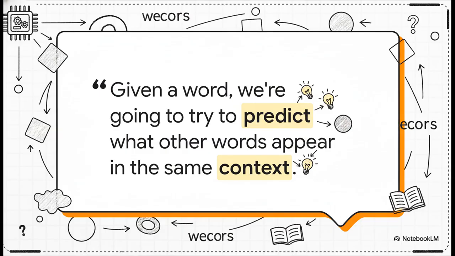The whole entire training process just boils down to this one simple game. You give the machine a word, and its only job is to try and predict what other words are likely to show up nearby. That's it. It's just a prediction game, played millions and millions of times.